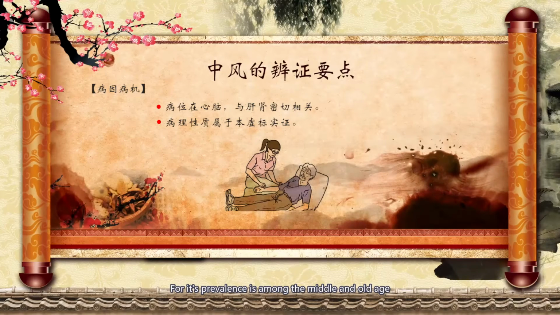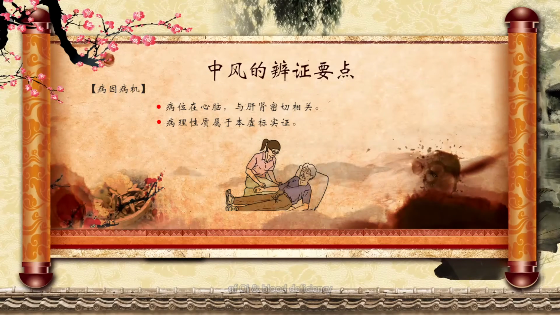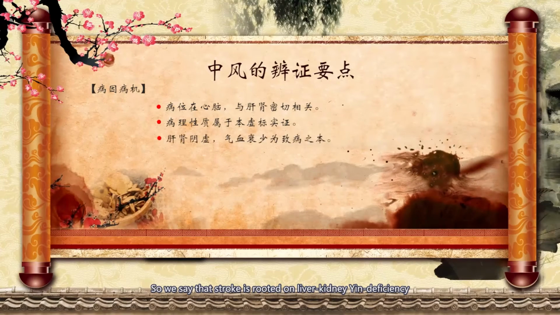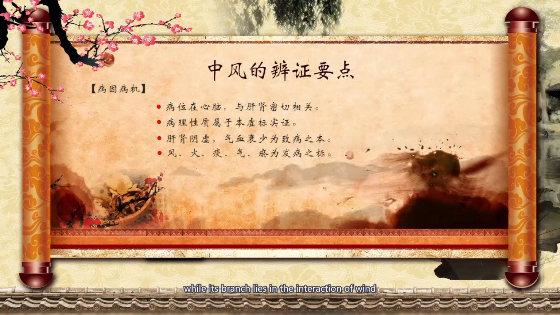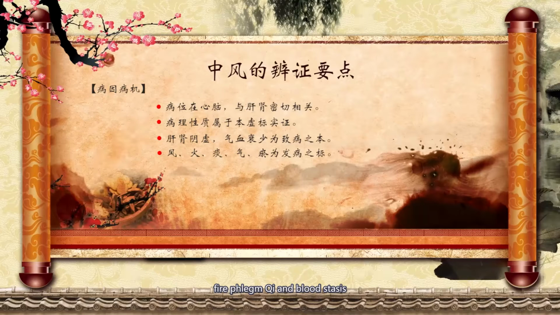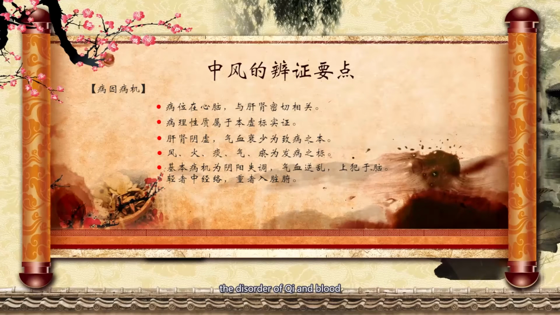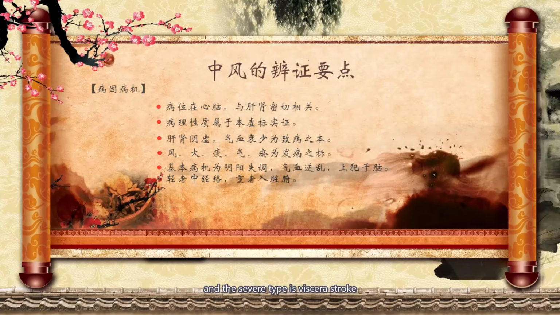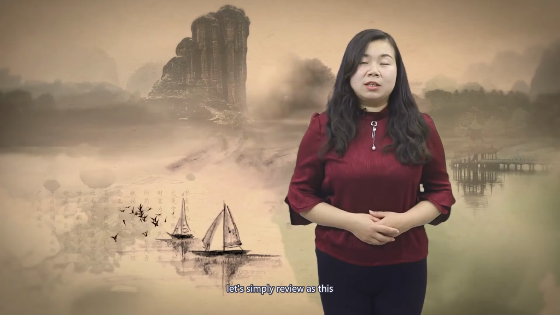For its prevalence is among the middle and old age, we consider most of these patients are in a constitution of Qi and blood deficiency. So we see that stroke is rooted in liver-kidney yin deficiency and Qi and blood deficiency, while its branch lies in the interaction of wind, fire, phlegm, Qi, and blood stasis, and the combination of root and branch eventually leads to the occurrence of stroke. Its basic pathogenesis can be summarized as the imbalance of yin and yang, the disorder of Qi and blood, the invading on the brain. For stroke, the slight type is meridian stroke, and the severe type is visceral stroke. As for the etiology and pathogenesis of stroke, let's simply review as this.